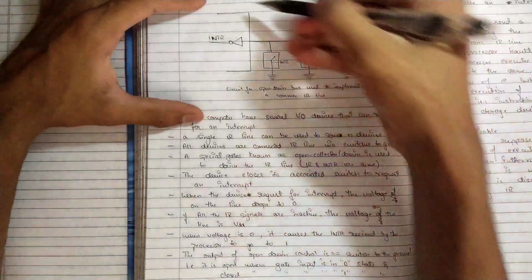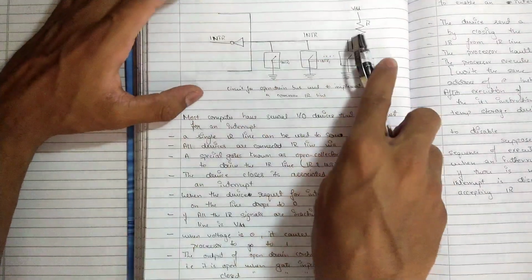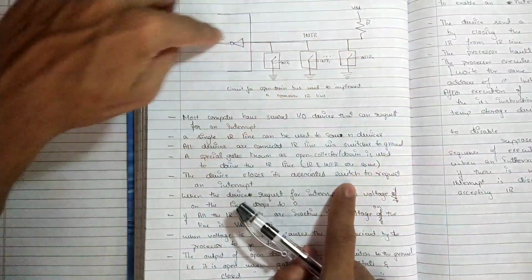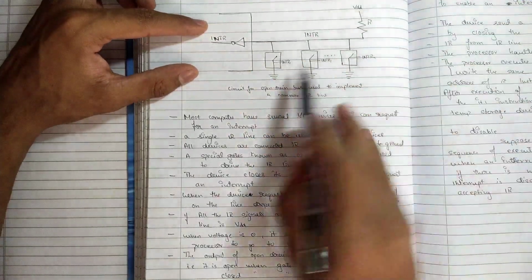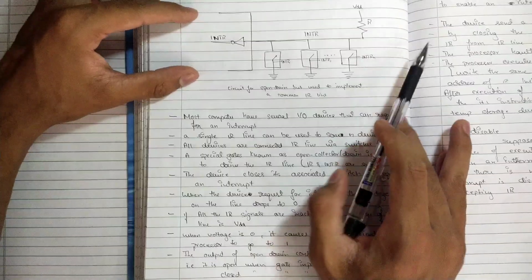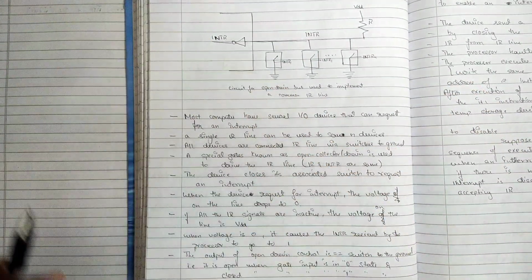As you can see here, this is the processor part, and here is the interrupt request line. This IR line is nothing but the interrupt request line. This is one resistor, and this is the voltage across this line. These boxes are your multiple devices, and this line is your switch, and this is the ground.